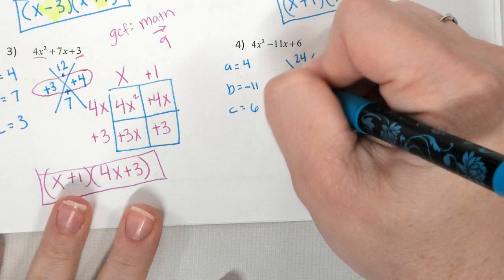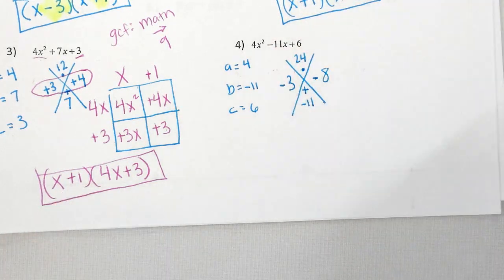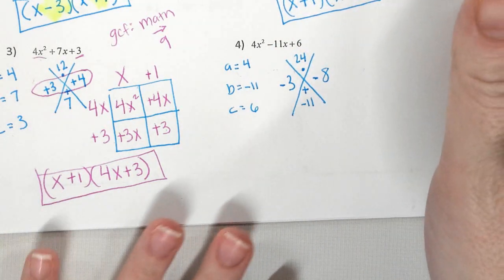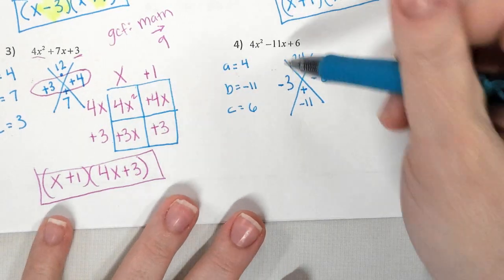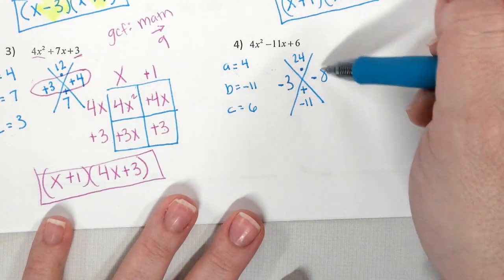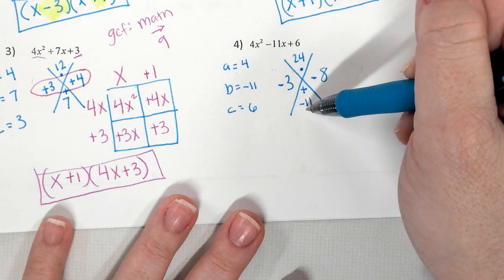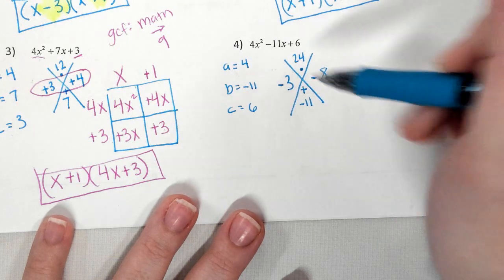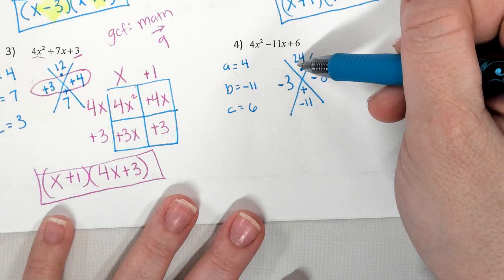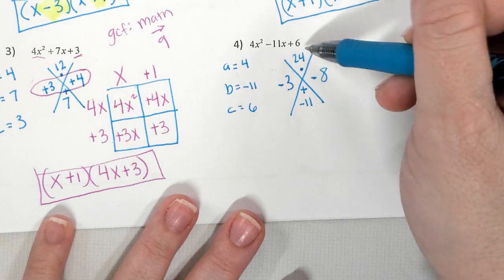3. So negative 3, negative 8. Does that make sense? But when your B term is negative and everything else is positive, you have to have a double negative, because 2 negatives multiply to give you a positive, that's how that 24 is positive.